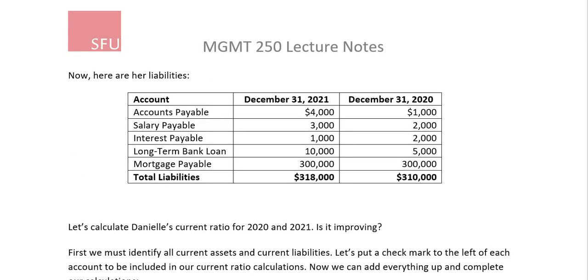Scrolling down, let's look at Danielle's liabilities. Accounts payable, that's a current liability. We expect to pay in the near future. Salary payable, same deal, current. Interest payable, also current. Then we have bank loan and we have mortgage. Those are long-term liabilities. They won't be due anytime soon.